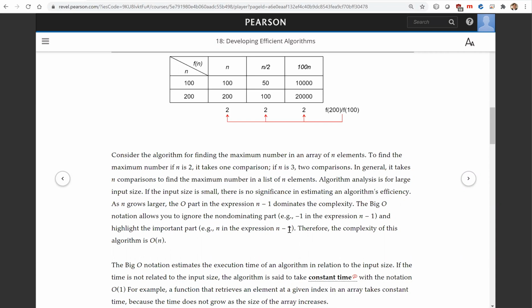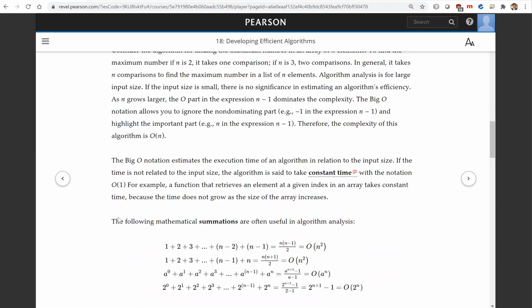The big O notation estimates the execution time of an algorithm in relation to the input size. If the time is not related to the input size, the algorithm is said to take constant time, with the notation order of 1. For instance, a function that retrieves an element at a given index in an array takes constant time because the time does not grow as the size of the array increases.